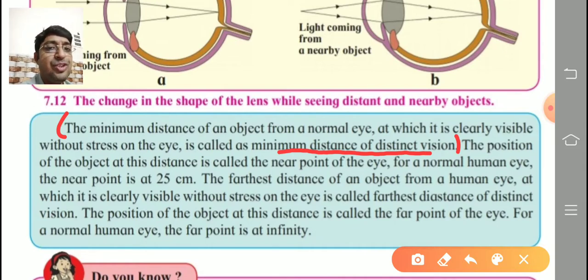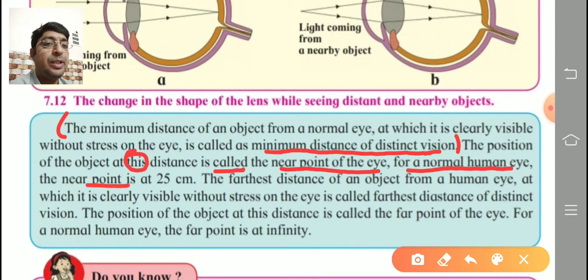Next, the position of the object at this distance. This distance means which distance? At minimum distance of distinct vision. Underline the words that you introduce or add at the word this. The position of the object at minimum distance of distinct vision is called the near point of the eye. So what is this near point? Underline. For a normal human eye, the near point is at 25 centimeter.